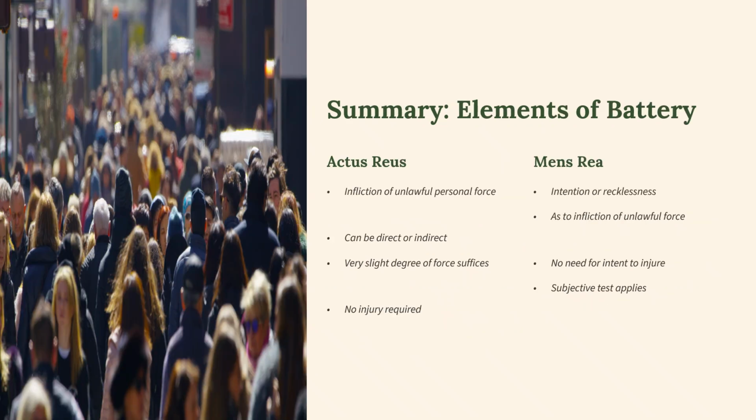Summary. So in summary, the elements of this are: the actus reus, there must be an infliction of unlawful personal force. It can be direct or indirect. A very slight degree of force suffices. No injury is required. The mens rea is intention or recklessness as to the infliction of unlawful force. No need for intent to injure, and it is a subjective test, not an objective test.